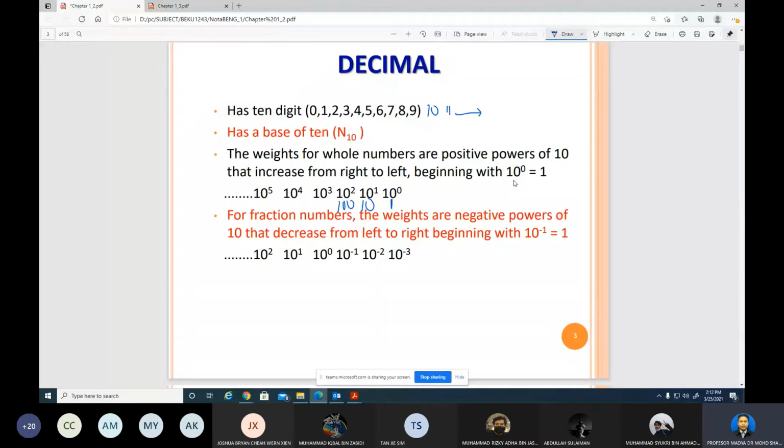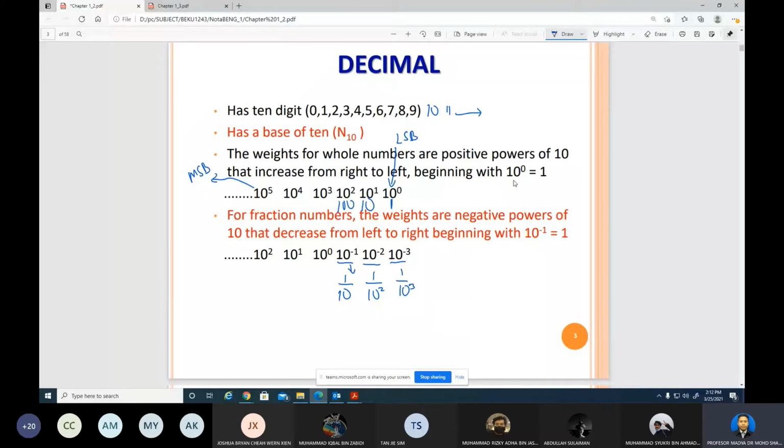And then if less than 0 here, it will be negative 1, negative 2, negative 3, or you can write it like this: 1 over 10, or 1 over 10 power of 2, or 1 over 10 power of 3. So this one, normally here, we call the least significant bit, and this one we call the most significant bit. So this is the sequence for base 10.